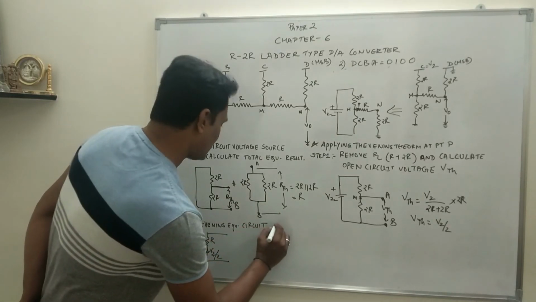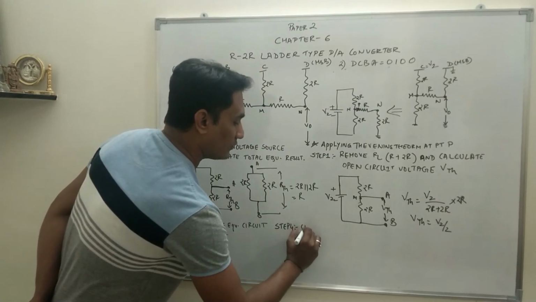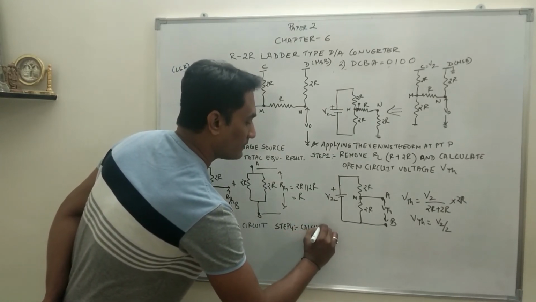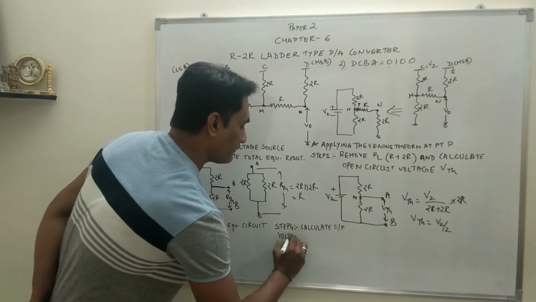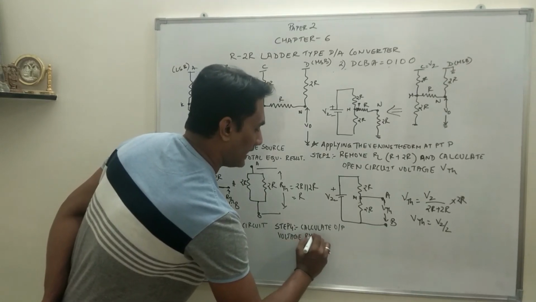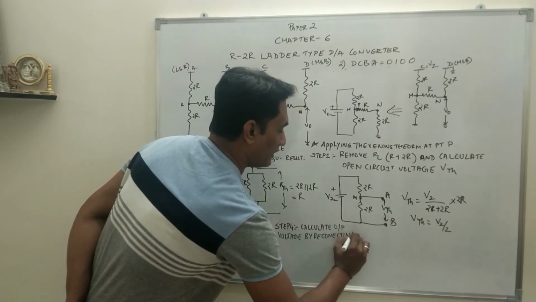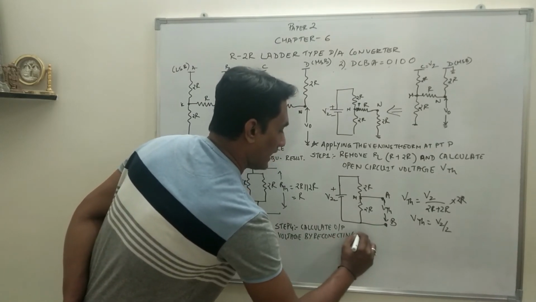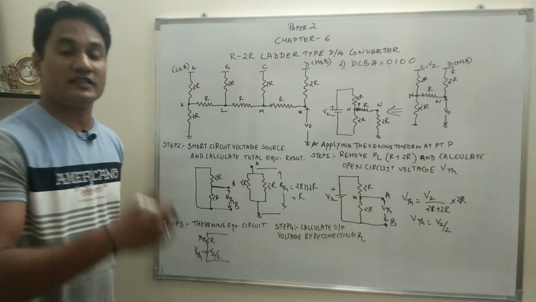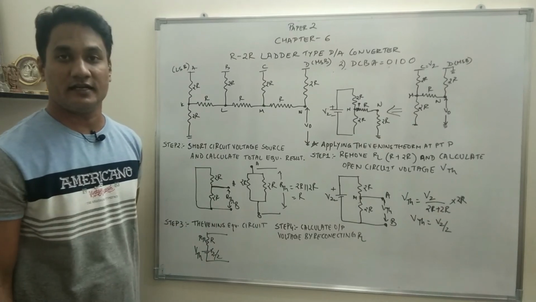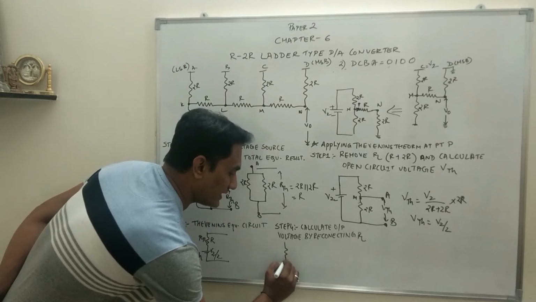And next is step 4. I'll write here step 4. Calculate output voltage by reconnecting RL. What is RL? R plus 2R. That means the resistance which we removed in the first step, we will connect it back in the circuit and we will calculate the output voltage. So the circuit diagram looks like this.